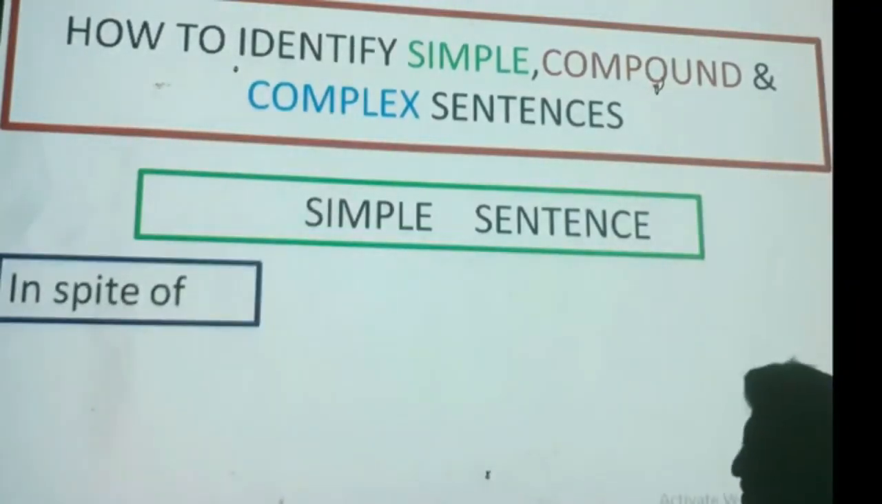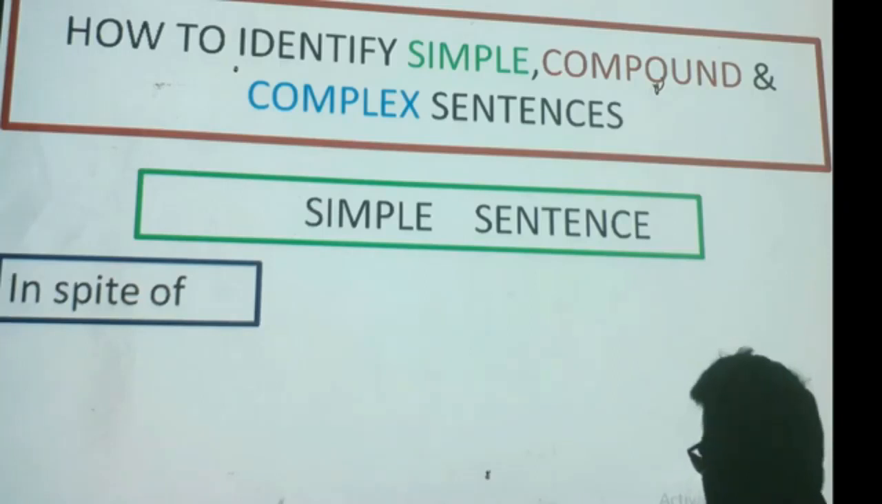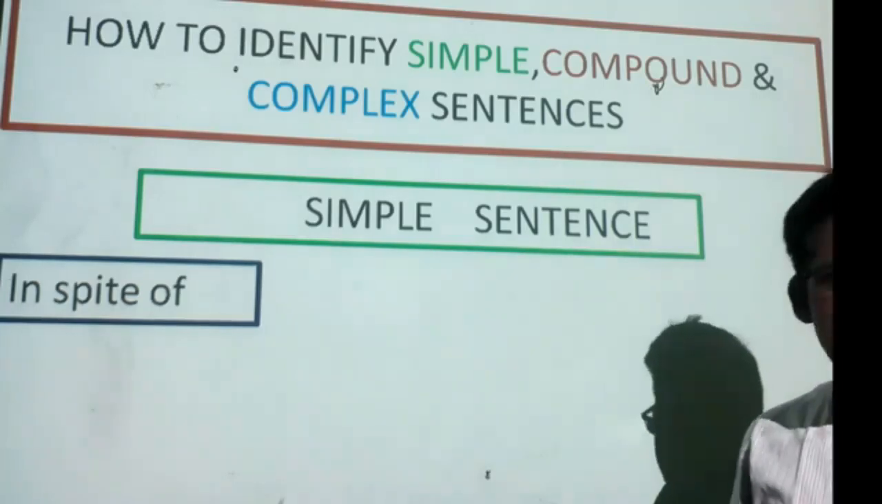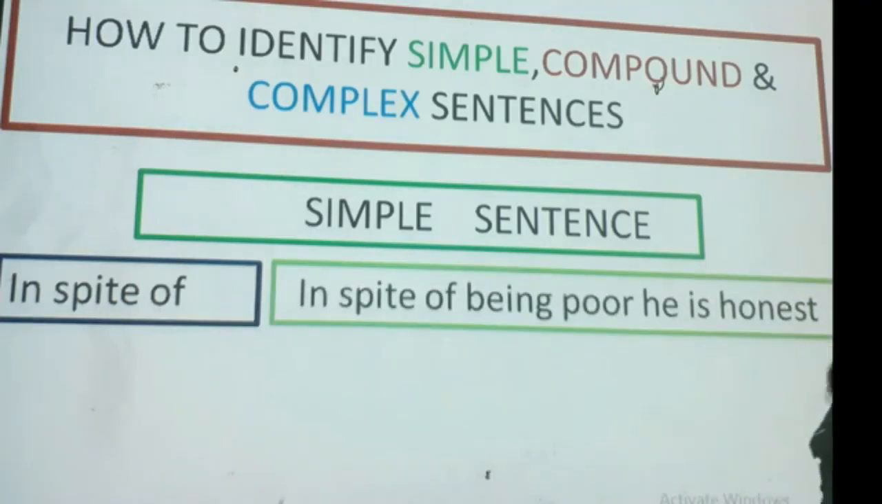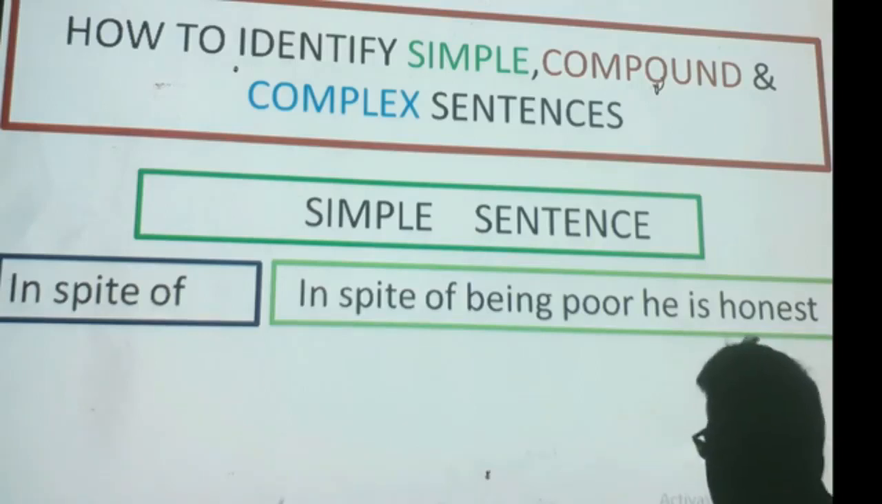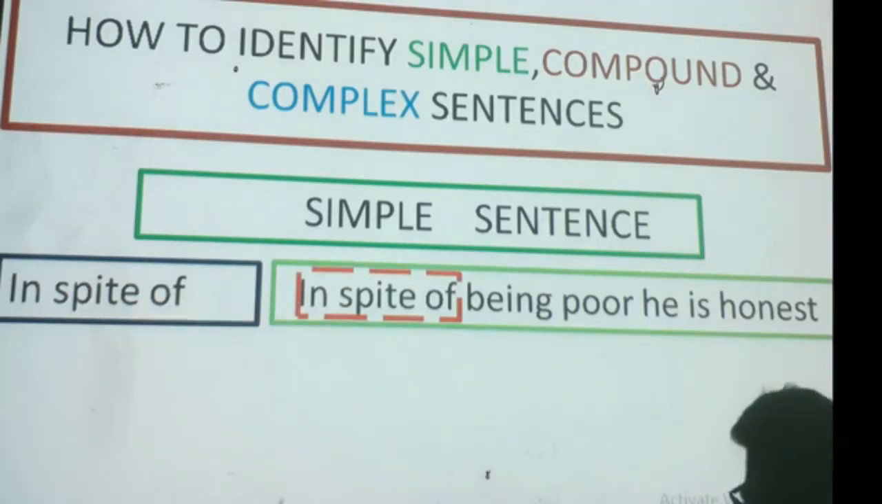When you see "in spite of" at the beginning of the sentence, then you will think this sentence is simple sentence. Now, I am giving an example for your better understanding. Look at this example: In spite of being poor, he is honest. This sentence is simple sentence because at the beginning of the sentence there is, yes, you are right, "in spite of."